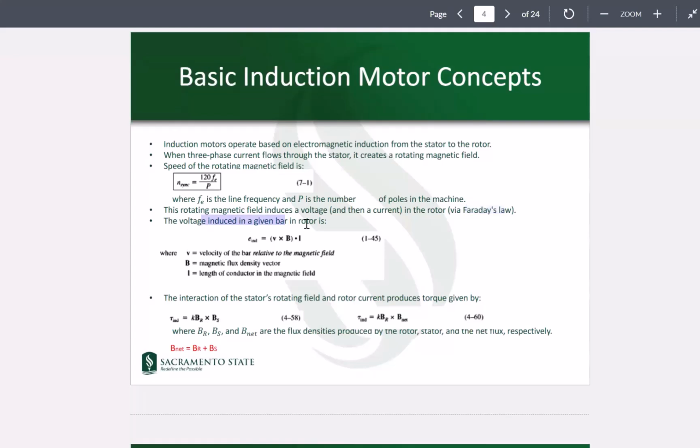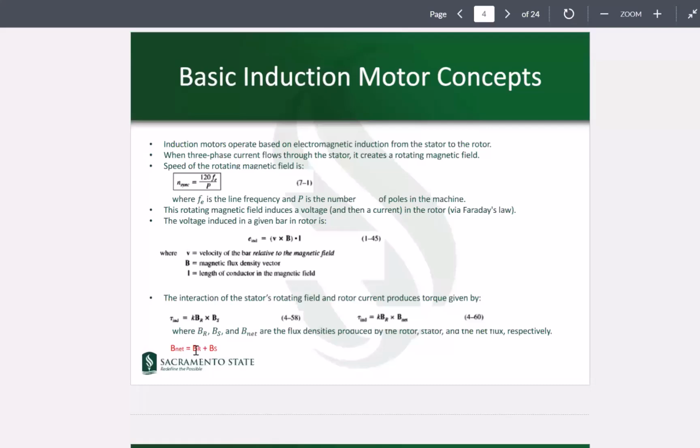The voltage that is induced in a given bar in the rotor can be found through this basic equation that we have covered in the past. Now, we want to see what happens next. Because of the current that flows on the rotor, there would be another magnetic field created because of the rotor. The interaction between this rotating magnetic field and the magnetic field associated with the rotor will cause an induced torque based on these equations, 458 or 460. These are basically the same.